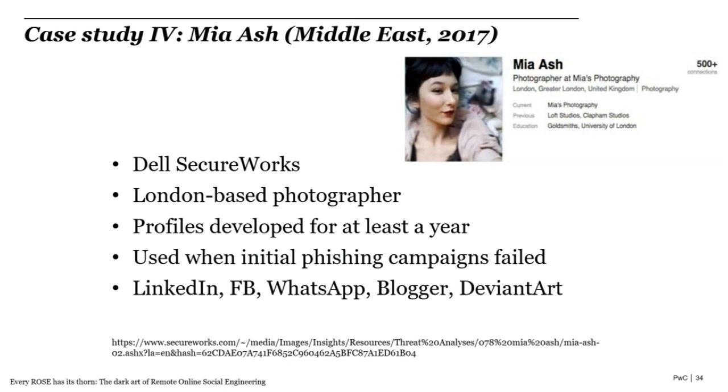The first is Mia Ash from last year, reported on by Dell SecureWorks. So Mia Ash was a photographer, a London-based photographer, with various profiles on various platforms of social media. So there's a screenshot of her LinkedIn profile here. And you can see the amount of connections she's got. You can see that there's an education history, an employment history. The profile image was stolen from a genuine profile, so a reverse image search would have revealed that. The education and employment history could have been verified as well.